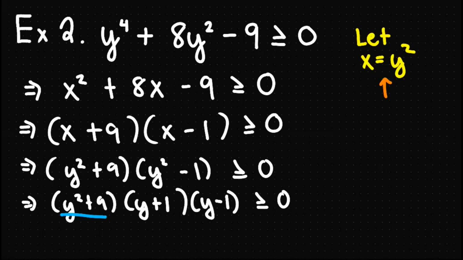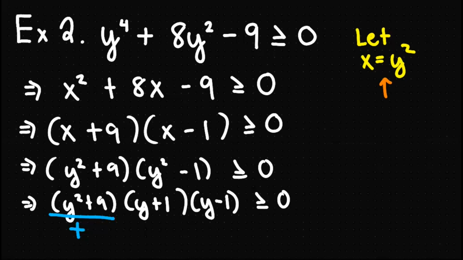And in fact, there isn't really any critical points in y squared plus 9. So why is that? Again, by definition of critical points, this is the point wherein it splits the region into negative values and positive values. But by observation, y squared plus 9 will always be positive, since this one is a squared value and squaring a number will always give us a positive value. So positive plus positive will always be positive. So we just leave this one and let's just take note that this one is always positive.